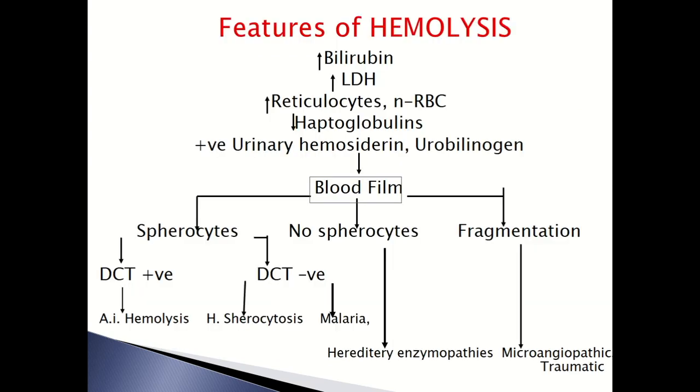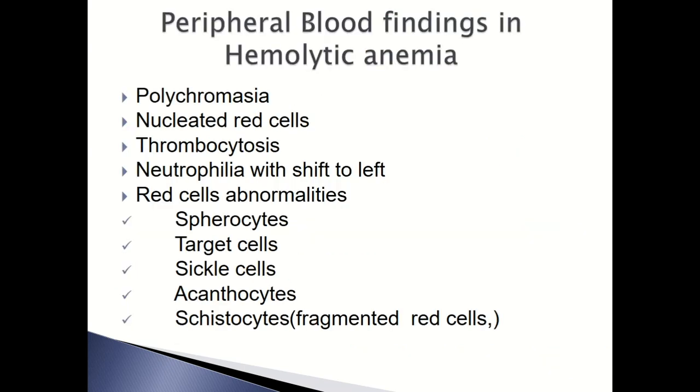The same thing: whenever you suspect hemolysis, look for biochemical abnormalities like increased bilirubin, increased LDH, increased retic count, and decreased haptoglobin. These four signs are constant findings. NRBCs may be present, with positive urinary hemosiderin and urobilinogen. On blood film, if spherocytes are there, go for the Coombs test: positive means autoimmune etiology, negative means hereditary spherocytosis. If there are no spherocytes, think about malaria or other enzymopathies, and if there are fragmented RBCs, it is microangiopathic hemolytic anemia. So this is again a flow chart for hemolysis.